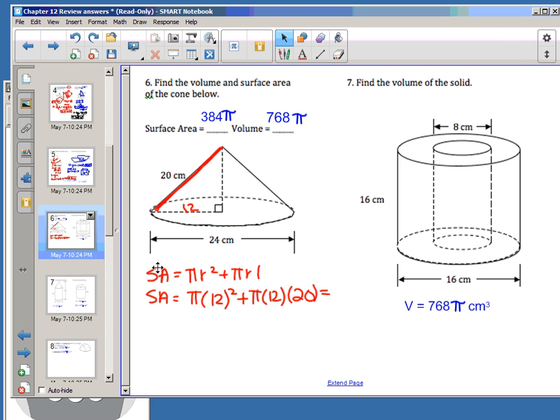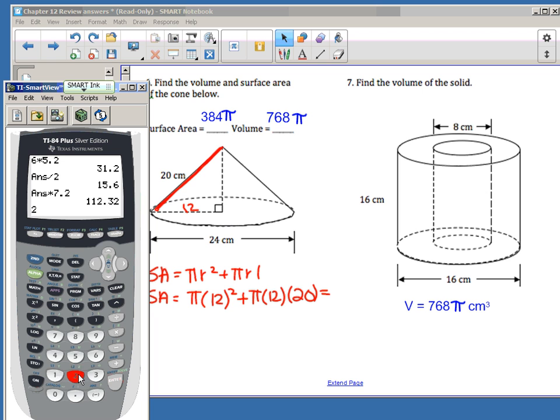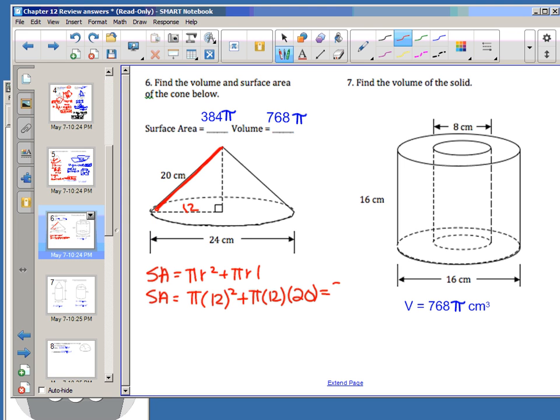So I'm going to go over and calculate that. 12 squared is 144. I know that. 12 times 20 gives me 240 pi plus 144. I get 384 pi for my surface area. And don't forget your units. I forgot them up there, which were in centimeters squared.